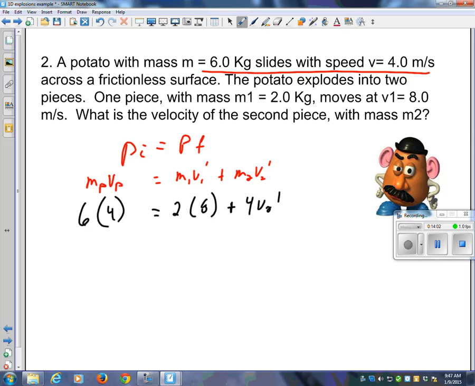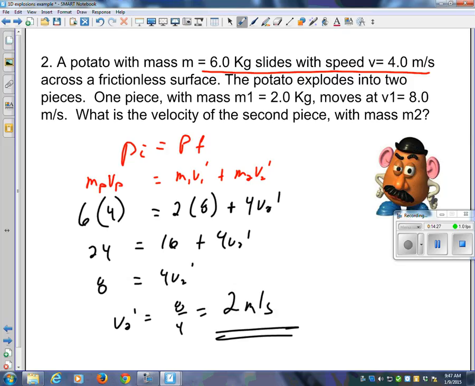So really, is this hard? It's just a setup, right? Once you've seen it. The units. So 24 minus 16 is going to be 8, is equal to 4 V2 prime. So V2 prime is equal to 8 over 4, or 2 meters per second. Jake, did your group get that? Yeah? Any other groups get that? Okay, there it is.